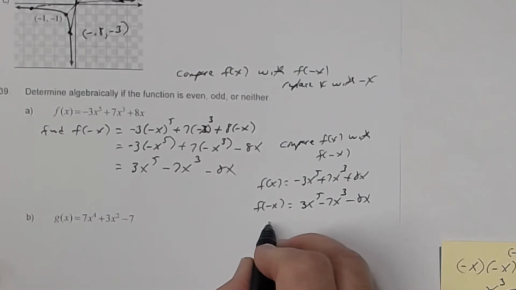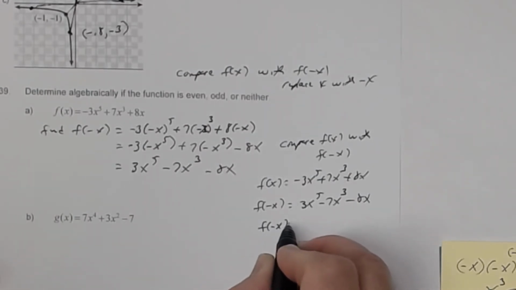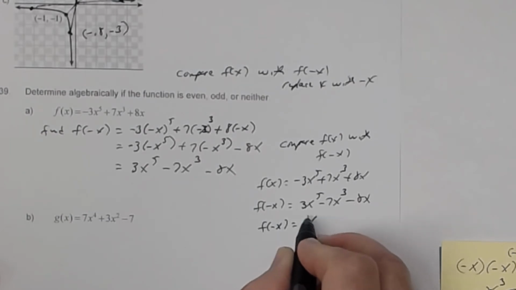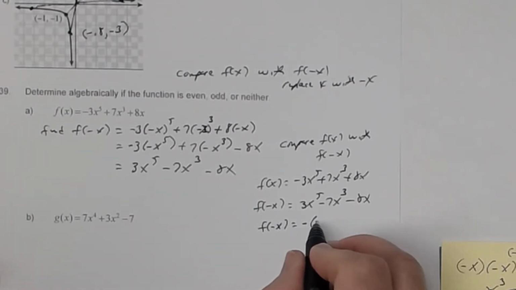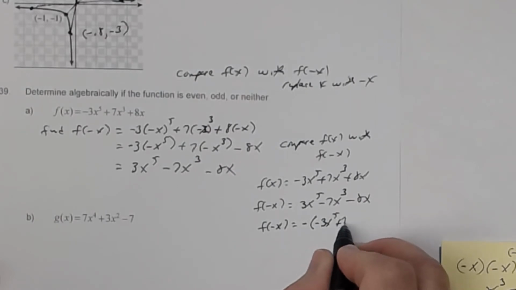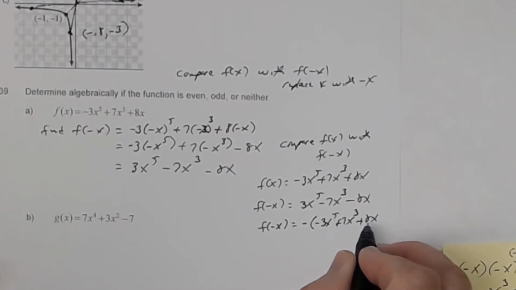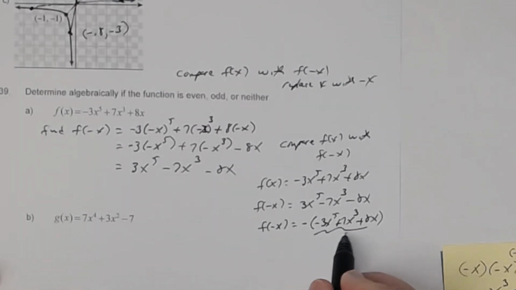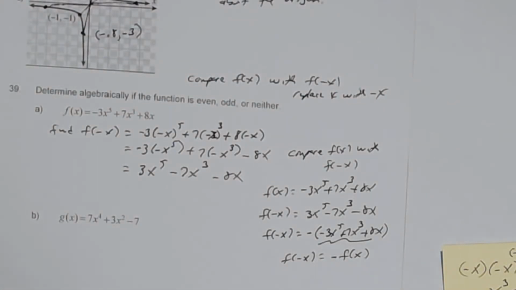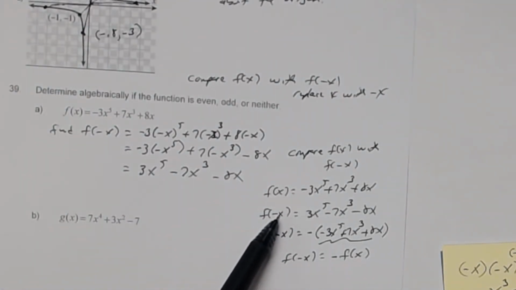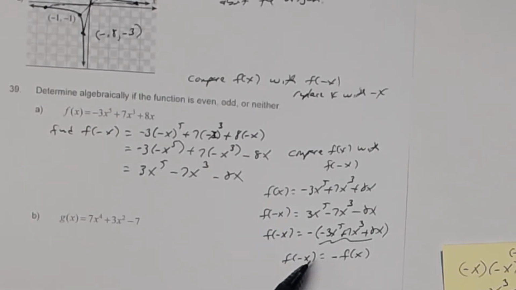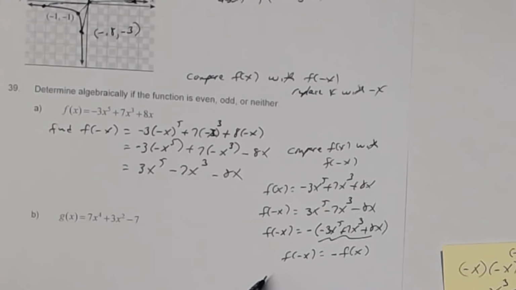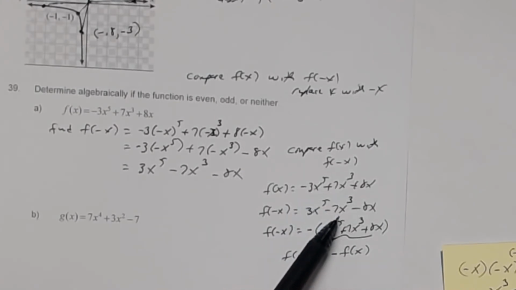So basically what that means is that if I wanted to, I can rewrite this like this. I can factor out a negative: negative times 3x to the fifth... negative of negative 3x to the fifth plus 7x cubed plus 8x. And this right here is f of x. So f of negative x equals the opposite of f of x. So basically, remember, x and negative x are opposites, right? And what do you notice about the y values? The y values are opposites. These are opposites, these are opposites, these are opposites.